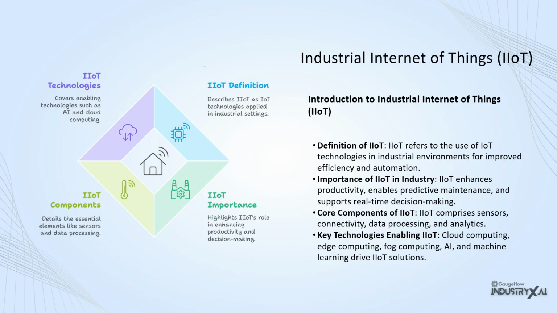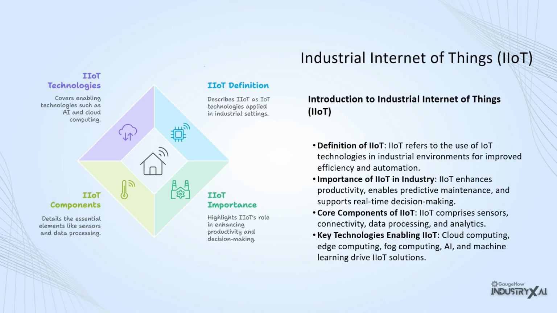So, for example, in a car manufacturing plant, IIoT can connect robotic arms, conveyor belts, and quality control cameras to a centralized system. So, this way, each piece of equipment can communicate its status, detect issues, and coordinate tasks to streamline the production process. So, now let's understand why it is important in industrial settings.